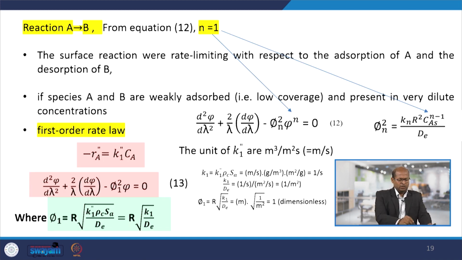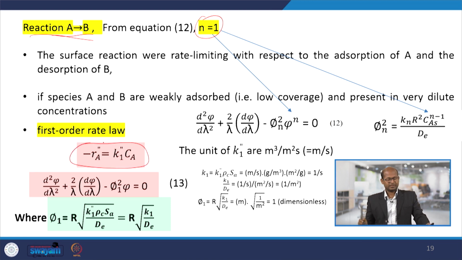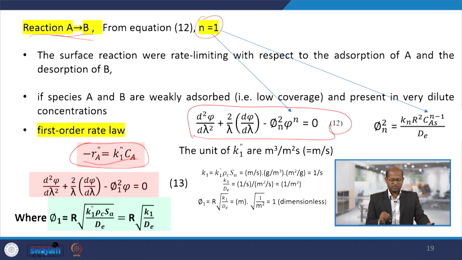Okay. Now let us say we are considering a reaction A going to B. Here we will consider a first order reaction. The first order reaction rate is usually expressed as minus r_A double prime equals k_1 double prime times C_A. This is the dimensionless form of the concentration equation we have expressed, and the Thiele modulus we have expressed is for an nth order reaction.